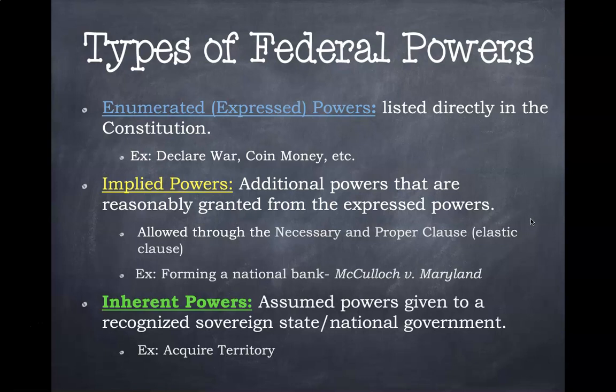And then finally you have inherent. Inherent powers are assumed powers given to a recognized sovereign state or national government. For example, the federal government is the only one allowed to actually acquire territory. Alabama cannot just take over territory in South America, okay? The federal government is the only entity that can take over or acquire territory.